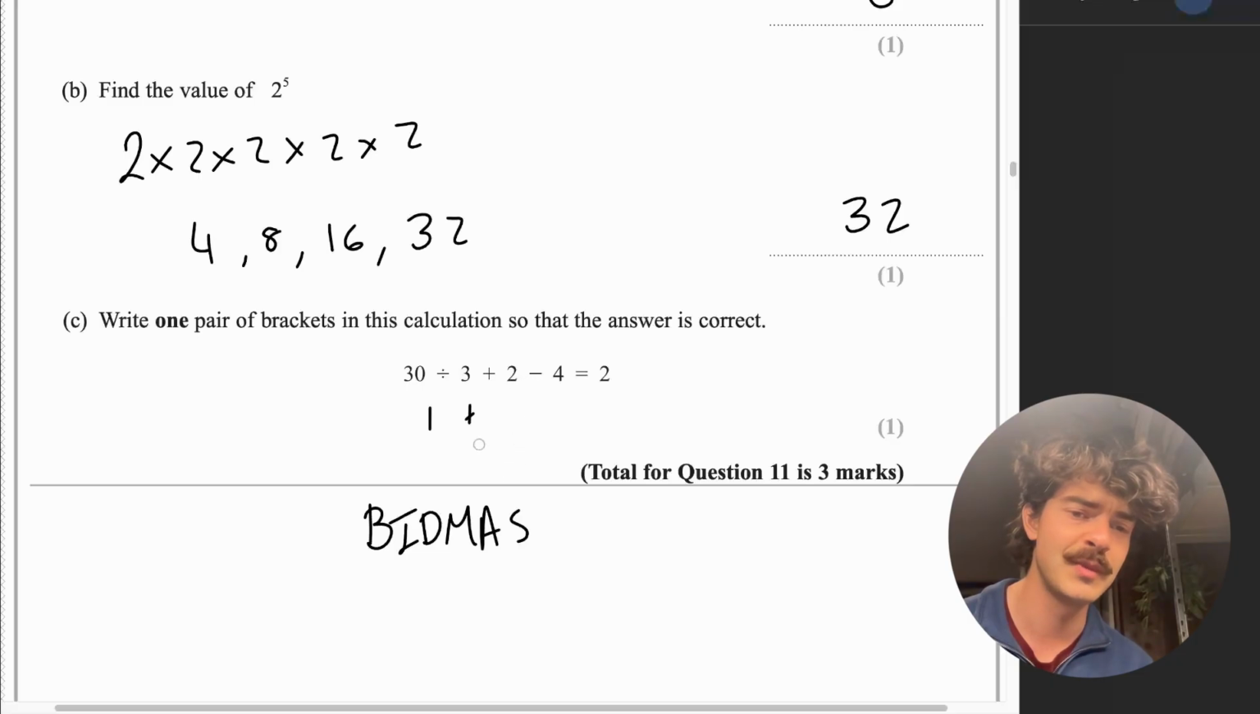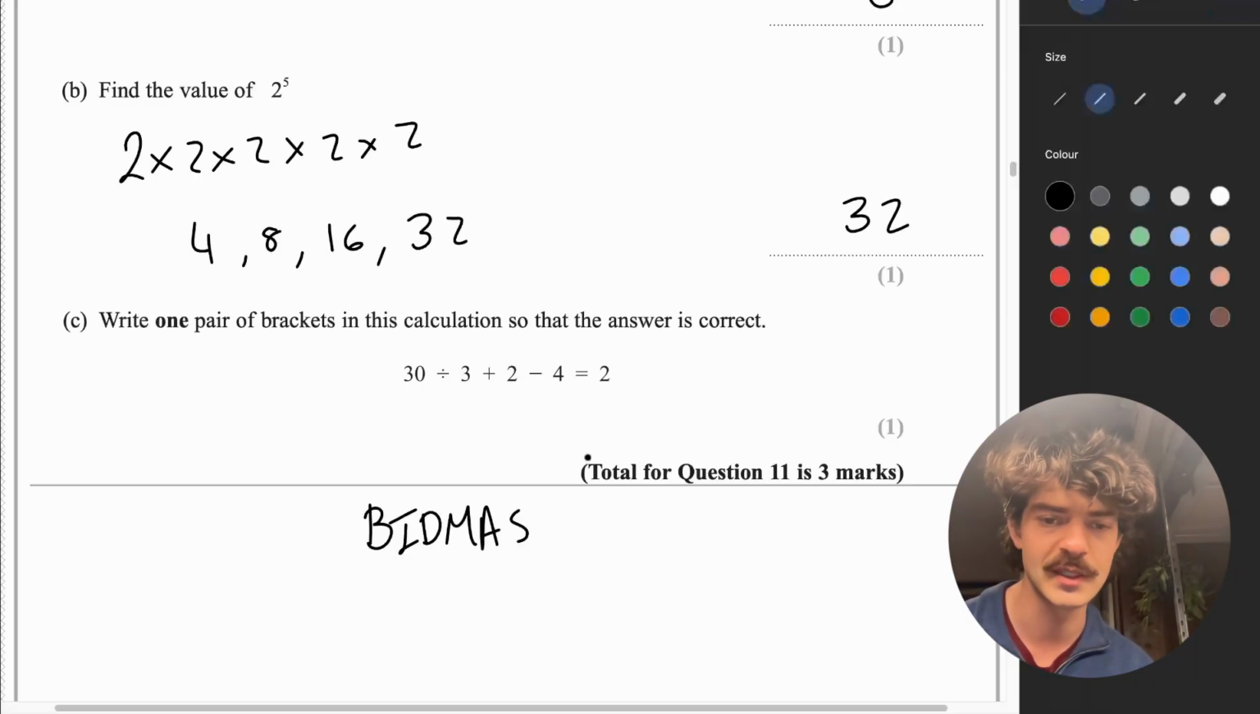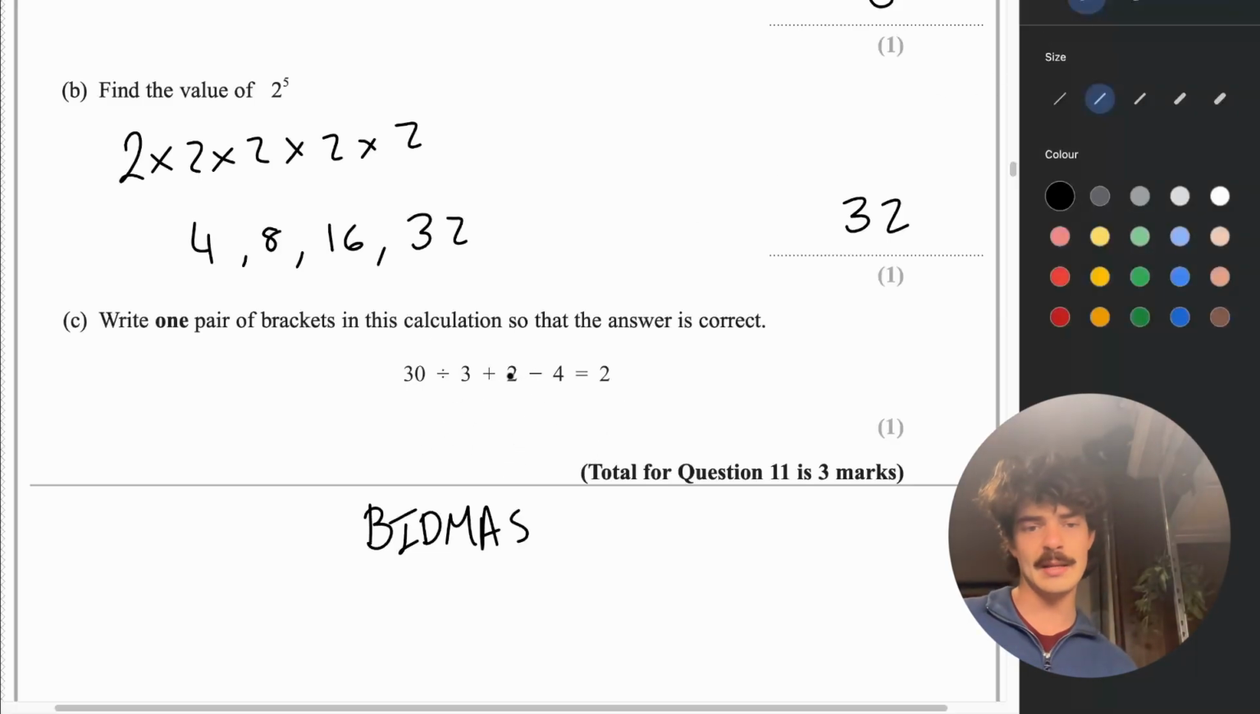So how can we alter this? What operation do we need to do first to make this happen? Well, it looks like if we were to add the 3 and the 2, we'd end up with 30 divided by 5, which would be 6, and 6 take away 4 would be 2. So our brackets have to go in there.